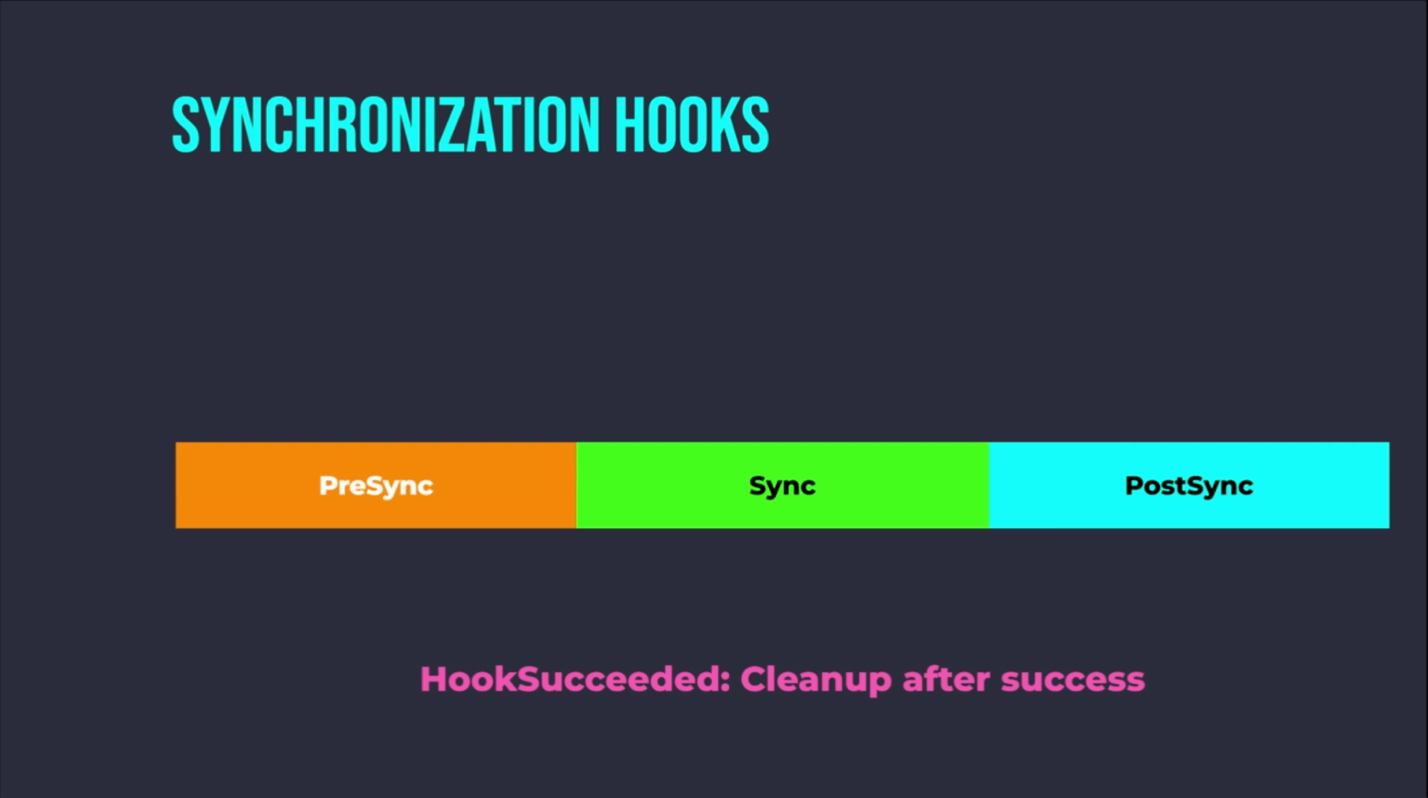Define the hook deletion policy using argocd.argoproj.io/hook-delete-policy. Setting this to HookSucceeded ensures the temporary job resource is automatically removed only if the job completes successfully, preventing resource accumulation and maintaining cluster hygiene.